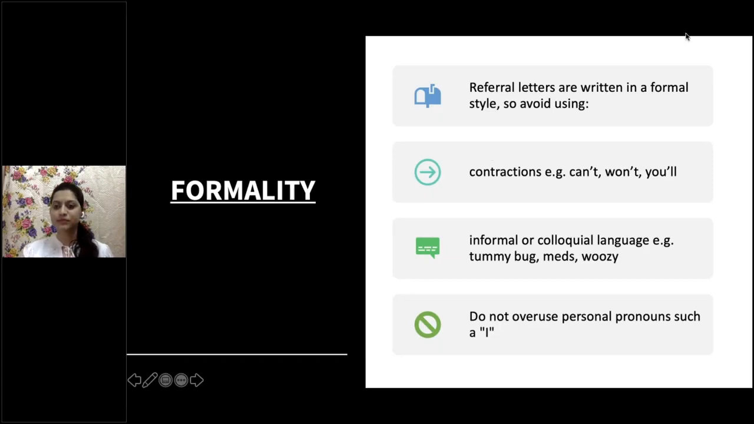Formality. In referral letters, please avoid using contractions like can't for cannot, won't for will not, you'll for you will. Informal or colloquial language should be avoided. For example, he has a bug or he has a tummy pain. He's on some meds. He's feeling giddy. Words like that, please try to avoid. Do not overuse personal pronouns such as I.